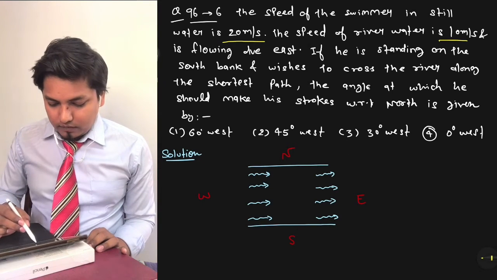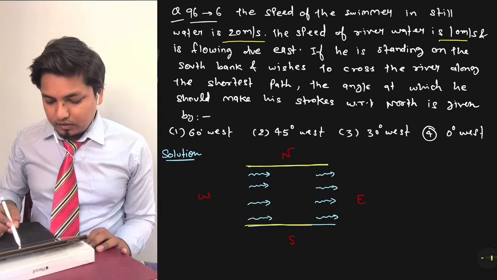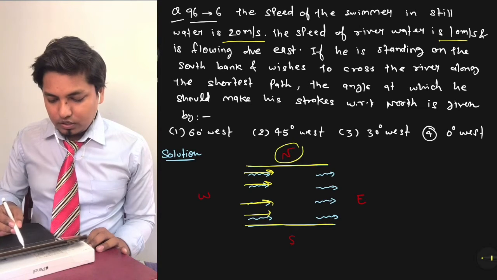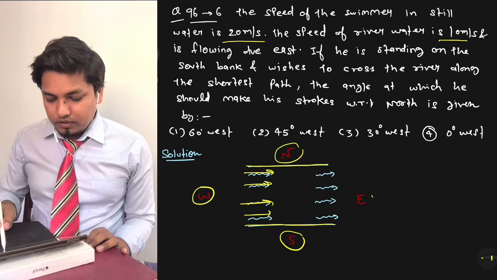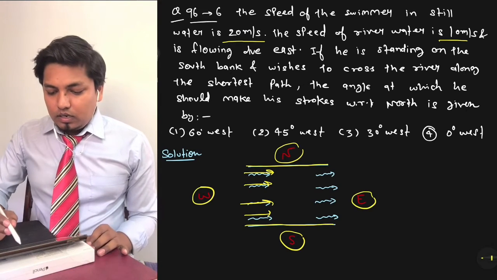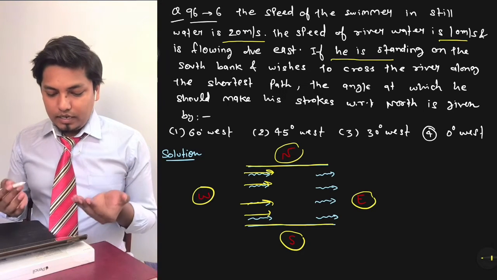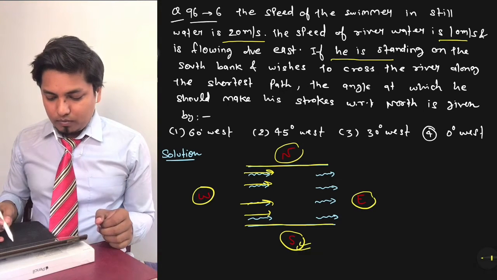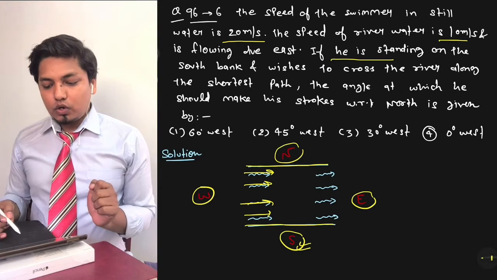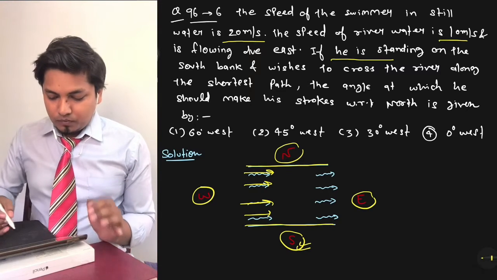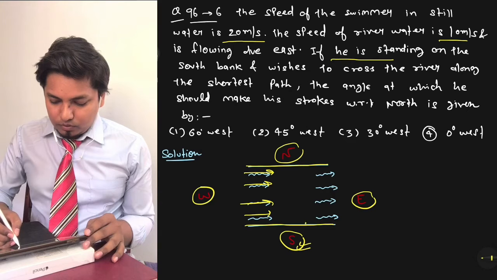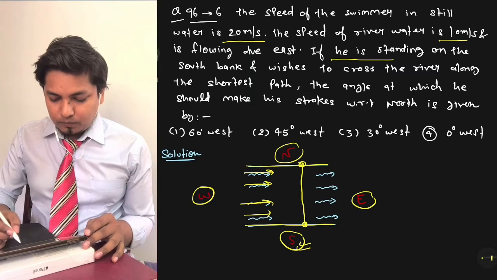So you can see I have taken the river here, and it is flowing towards east, and I have shown the directions north, south, west and east. If he is standing on the south bank, so this is the south bank, and wishes to cross the river along the shortest path. So guys, no doubt, suppose the person is standing here, this is going to be the shortest path, right? Exactly opposite.